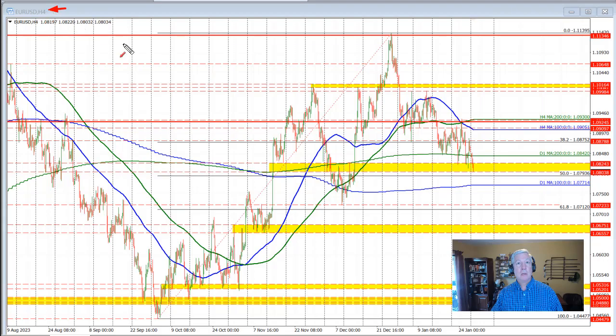The dollar is moving a bit higher against some of the major currency pairs. Let's take a quick look. Looking at the euro versus US dollar on the 4-hour chart, we are testing the low of this swing area.